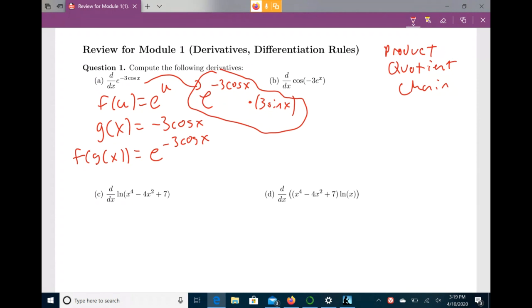Okay. So for the second question, what rule would we use? So we would use the chain rule. The -3 e to the x is the argument of the cosine function, right? So our outside function is just cosine, and our inside function here is -3 e to the x.